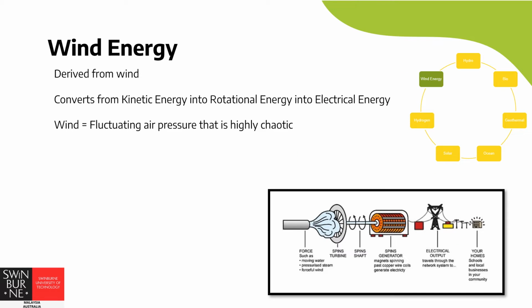What about wind energy? As the name suggests, this energy stems from moving fluid, wind, which is basically just fluctuating air pressure due to temperature difference. Though highly chaotic, its kinetic energy may be harvested by feeding it directly into a wind turbine.